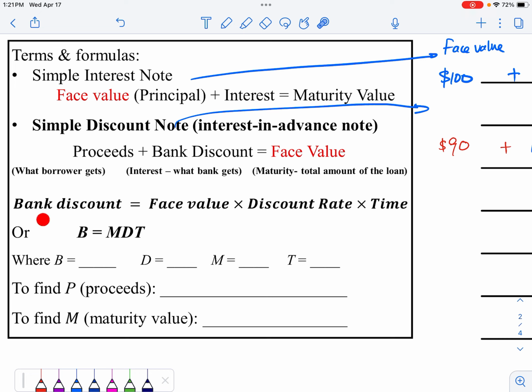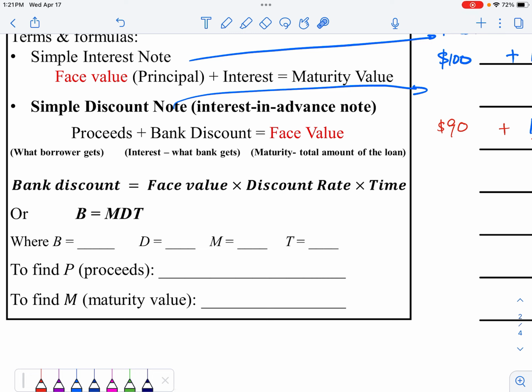All right, so let's talk about some new formulas here. Bank discount is the interest charged by the bank. In this scenario, we focus on simple discount notes. So how do you find the bank discount? Basically, this is actually the interest again. It will be the face value, how much you actually will pay back, times the discount rate, which is, again, just the interest. We just name it differently. So the interest rate times the time, measured in years, by the way.